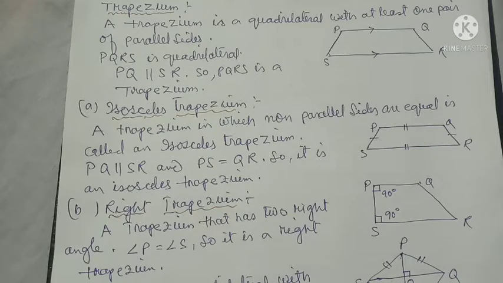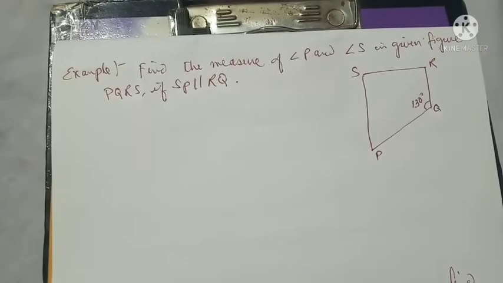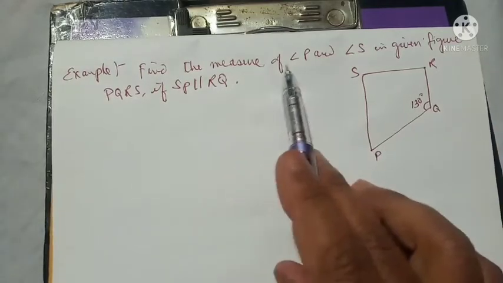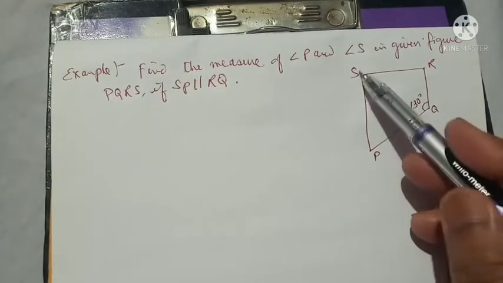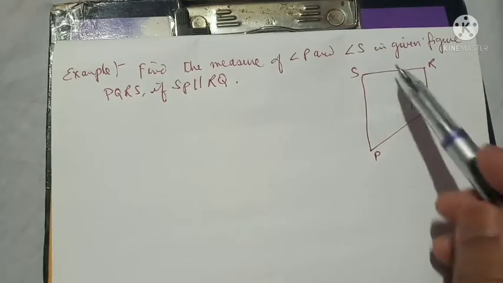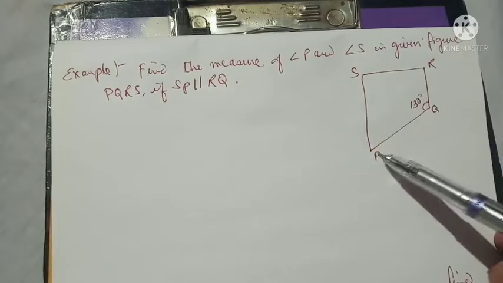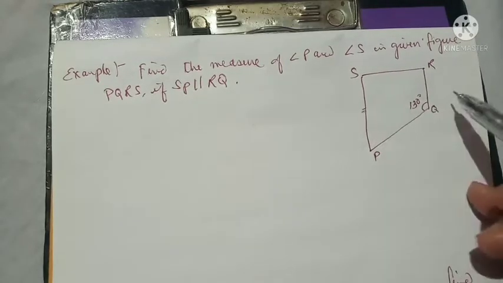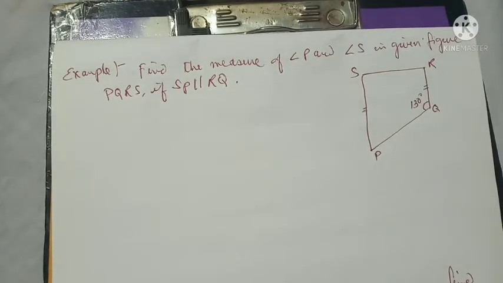According to all these properties, now we will solve a few problems. Let's see the problems. This is a figure of a trapezium. Find the measure of angles P and S. In the given figure there is PQRS, and SP is parallel to RQ.